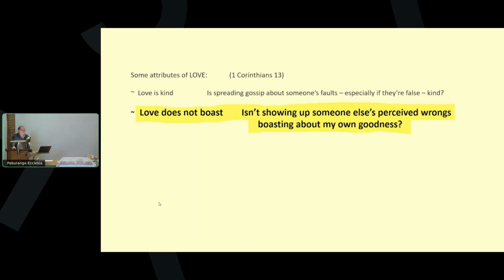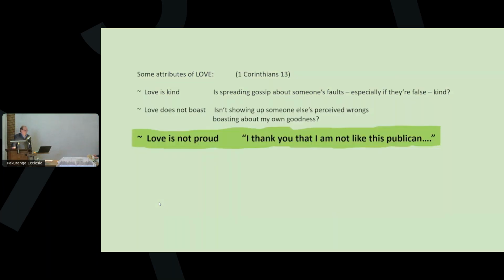Love does not boast. Well, isn't showing up somebody else's weaknesses or wrongdoings, isn't that boasting about how good I am? Because, hey, I'd never do that. Love is not proud. We recall the story that Jesus told about the publican and the Pharisee. And the Pharisee standing there, "Oh Lord, I thank you that I'm nothing like this guy over here. He's a bad egg. Look at me."